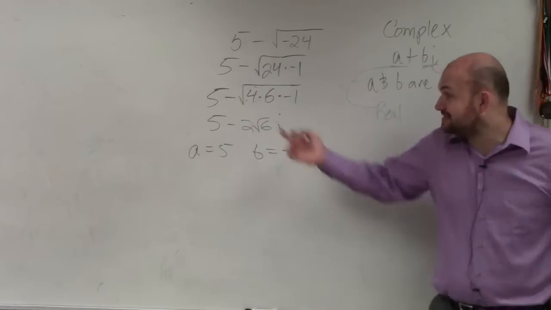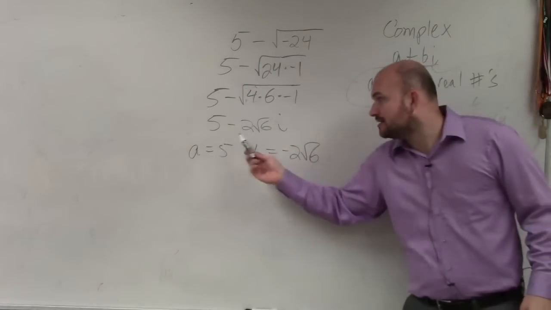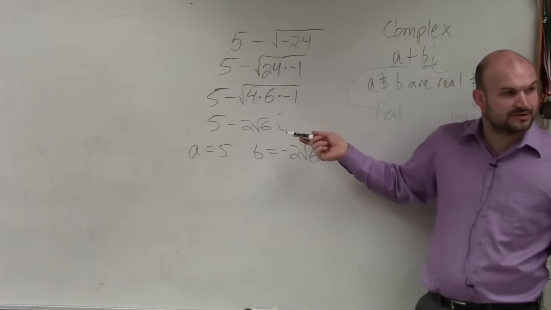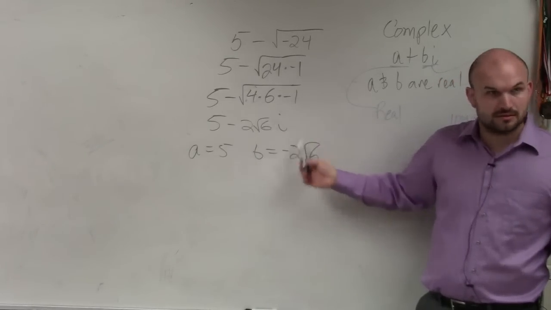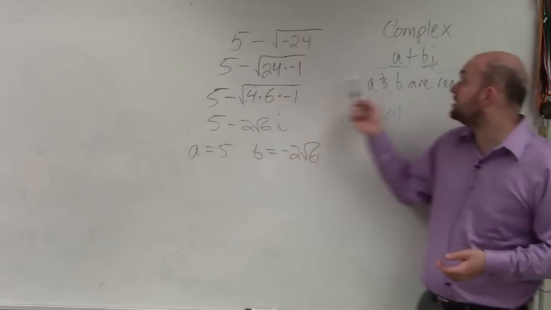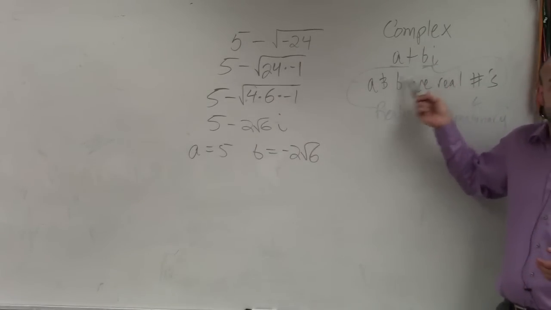Do you guys see that this is in the standard form where a is a real number and b is a real number, and we just have our I, which represents our imaginary unit? Does that make sense? OK? So when we're doing our answers, you're always going to want to make sure your answer is always written in a plus bi format.